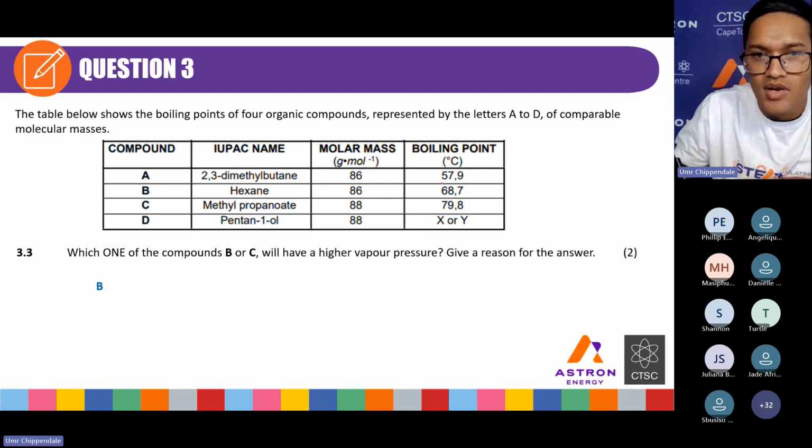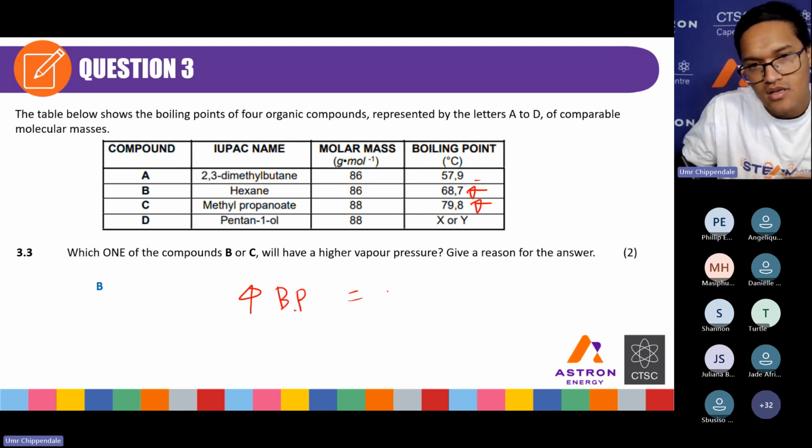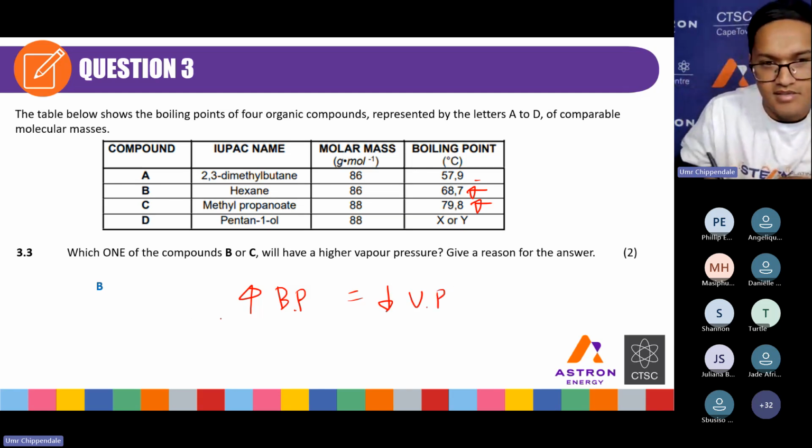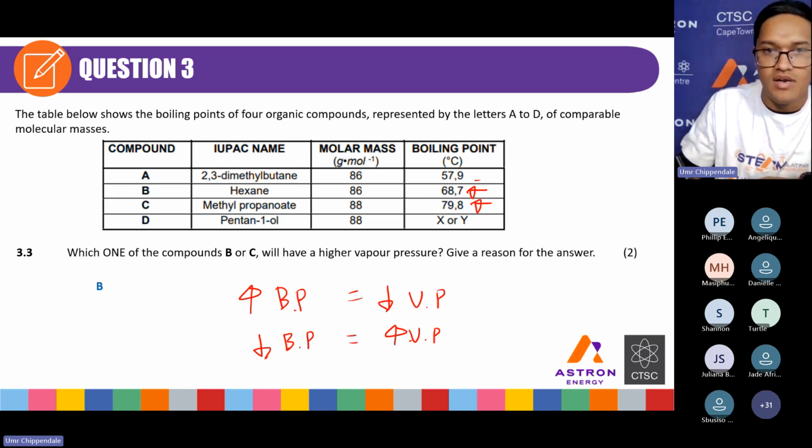we were given the boiling point. So which one has a bigger boiling point between these two, B or C? Remember, I said higher boiling point equals lower vapor pressure. I know in the multiple choice I had it the other way around, but it still means the same. Lower boiling point equals higher vapor pressure. So which one has the higher boiling point?